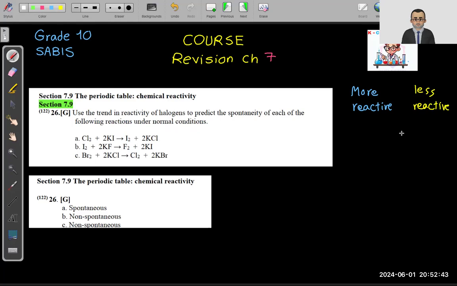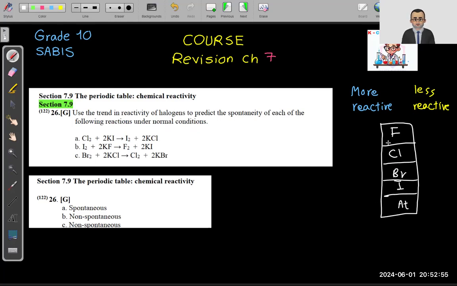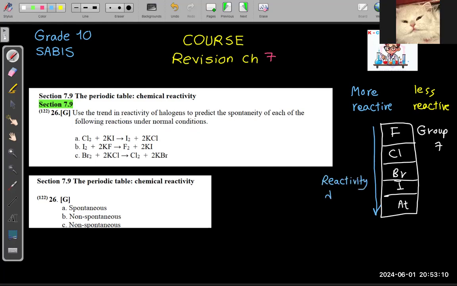Let's try to remember the elements from group 7 together. The first one was fluorine, and then chlorine. You don't write Cl2 in the table. Then bromine, then iodine. The last one is astatine. So this is group 7. What happens to the reactivity when you go down the group? The reactivity decreases as you go down the group, and the more reactive can kick the less reactive.